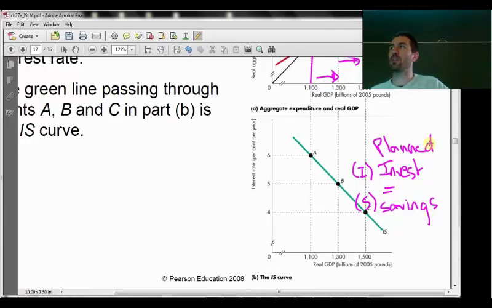Is everyone happy with this IS relationship? Complicated or manageable? Manageable? Anything that you're not happy with? Anything I need to recap here? No? Okay.